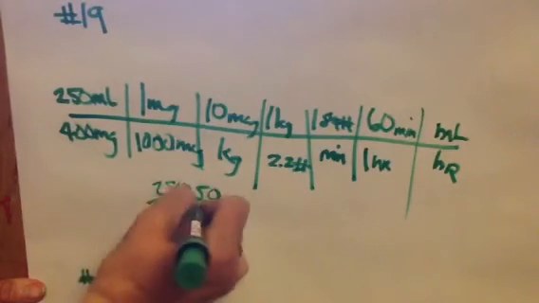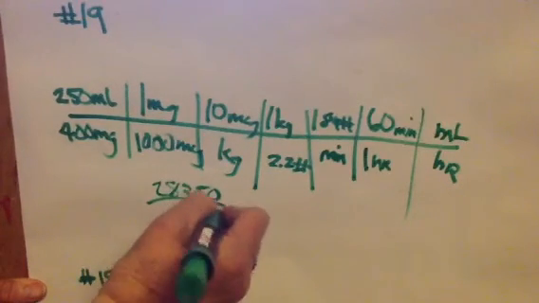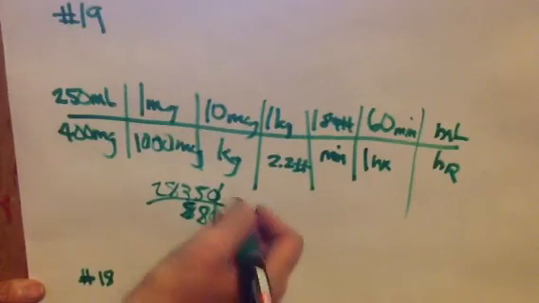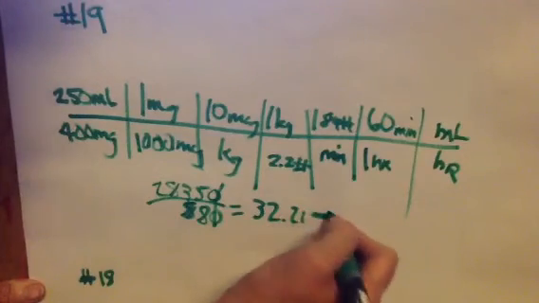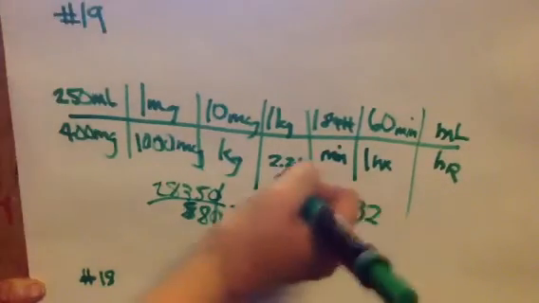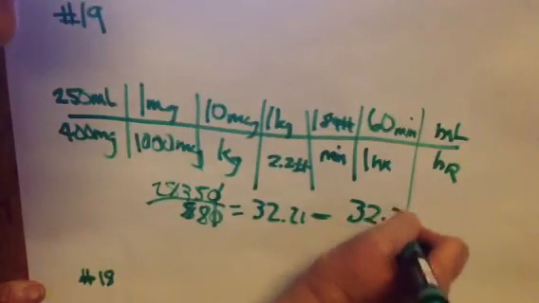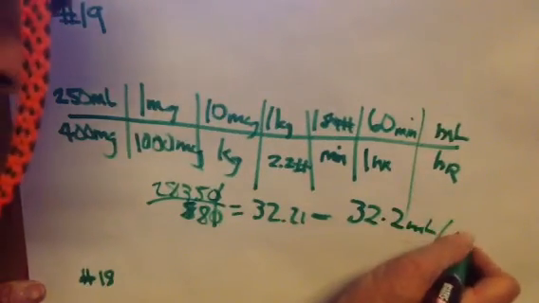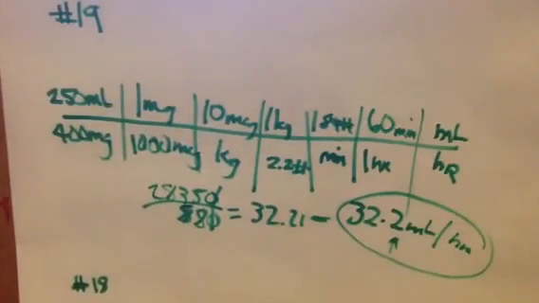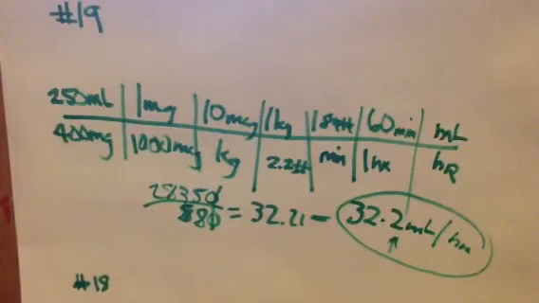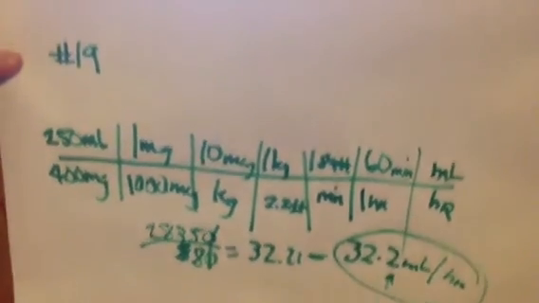28,350 over 880. You can get rid of those. Comes out to 32.21, which is 32.2 mils per hour. Round to the nearest tenth, always, unless it's a drop. Okay, number 20, fourth level only is what this problem is for. So if you're not fourth level, you're done with this review. Number 20.